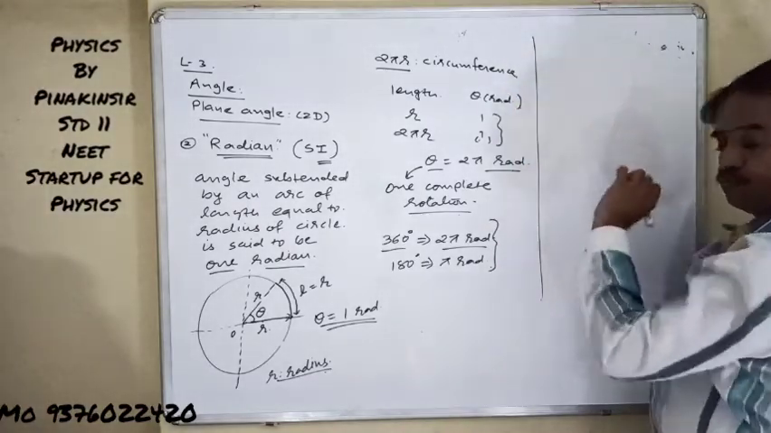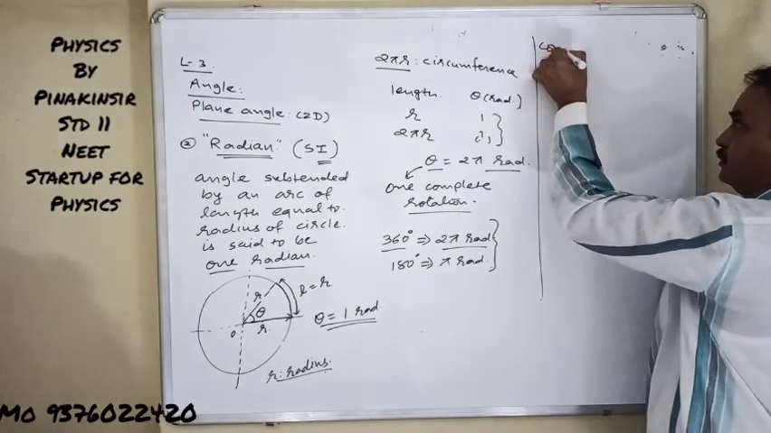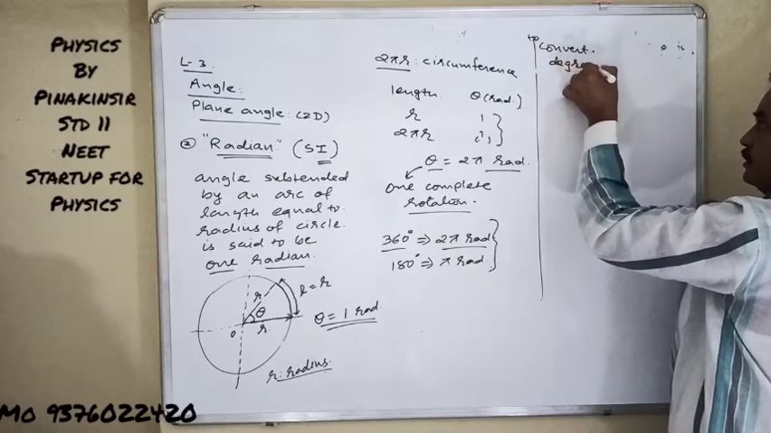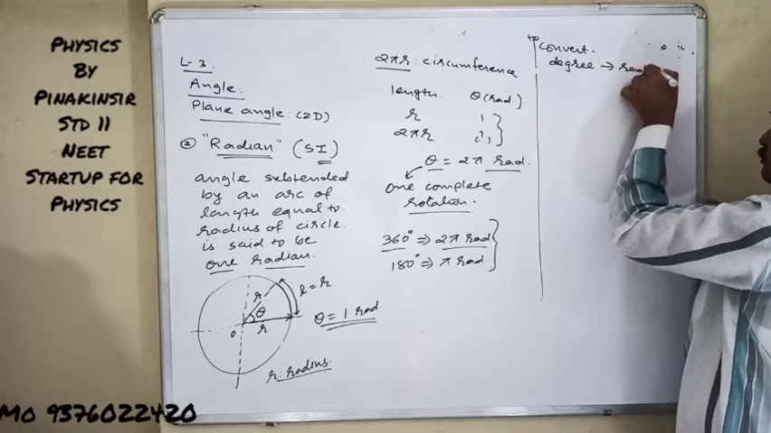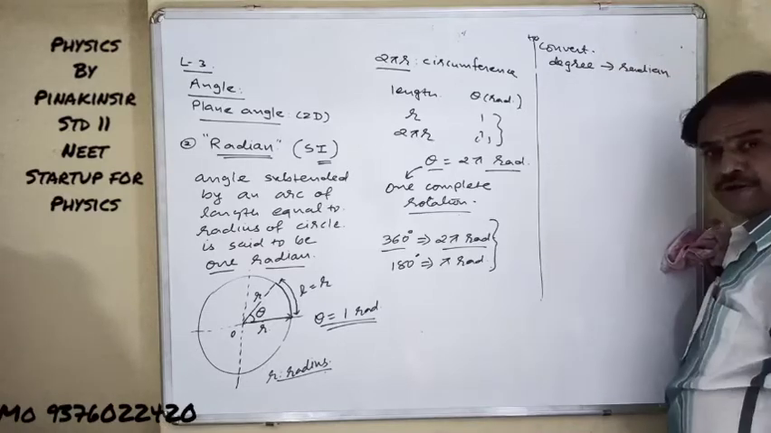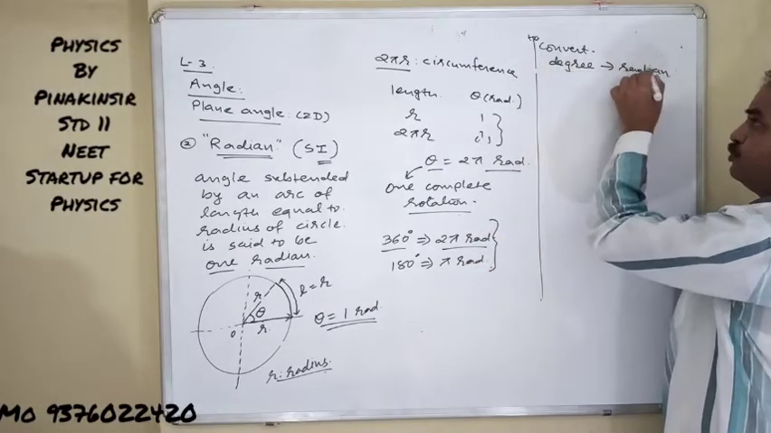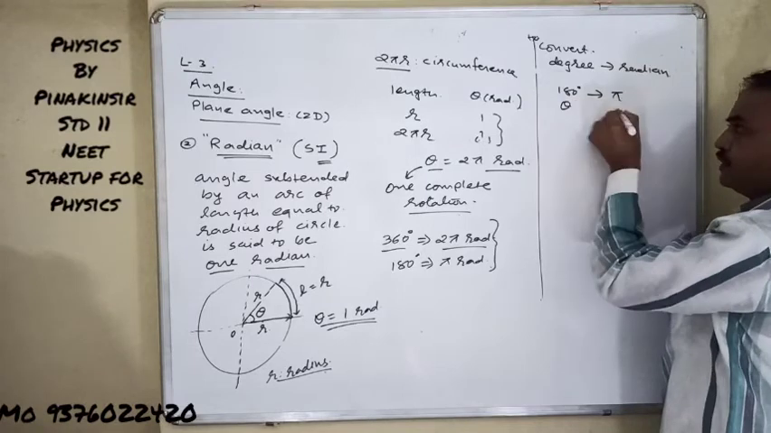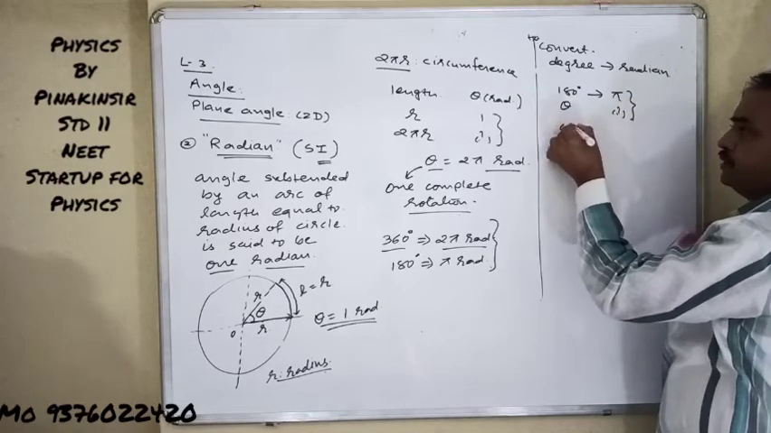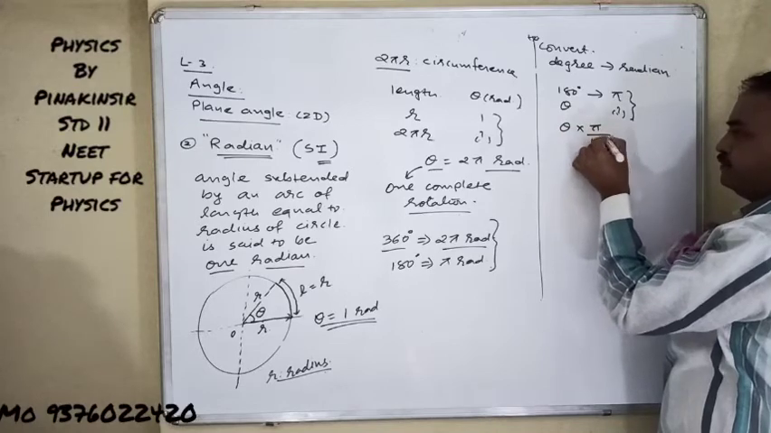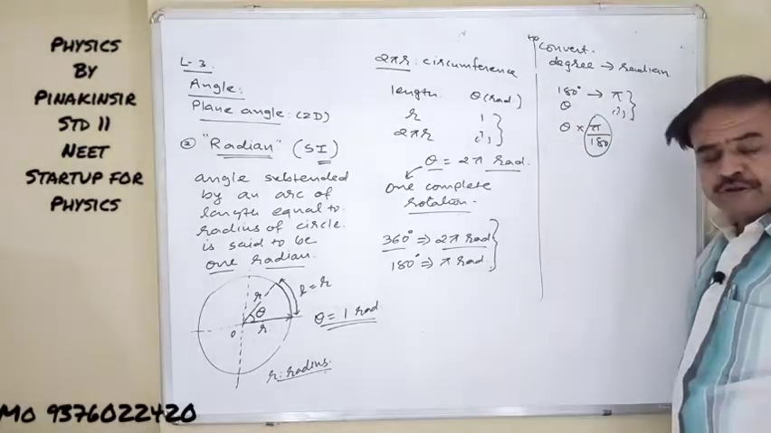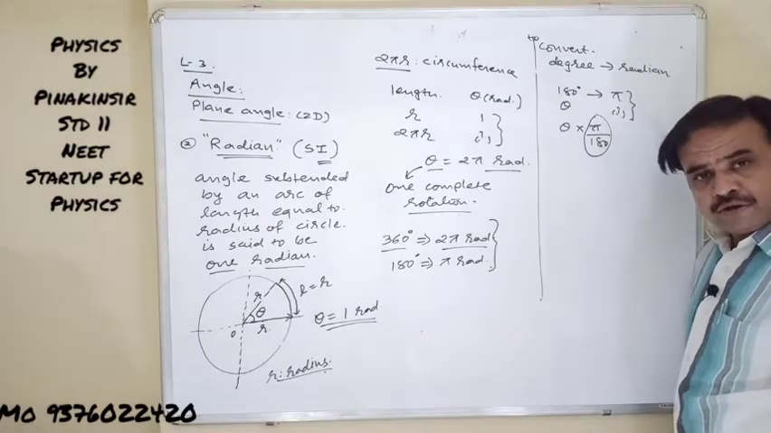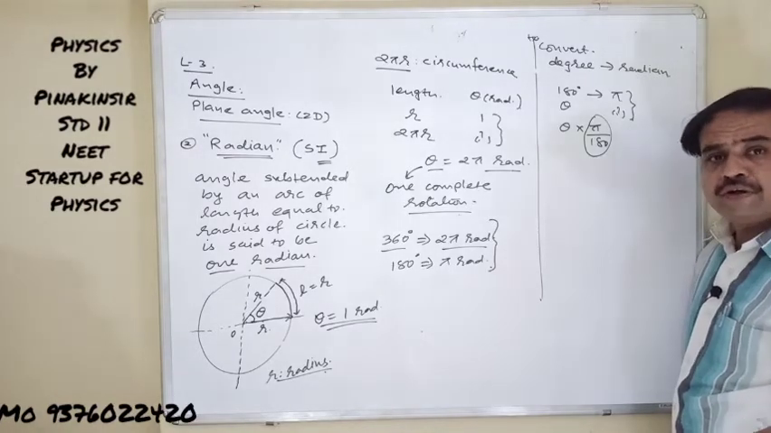Once again, if we want to convert degree to radian, what should we do? Just make a triple product from degree to radian. Then for 180 degree it is pi radian. Then for given angle, what will it be? Theta multiplied by pi by 180. What does it mean? If you want to convert a degree measurement into radian, then you have to just multiply the given angle with pi by 180.